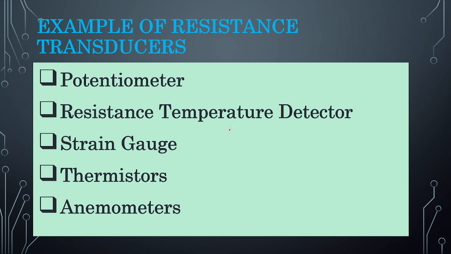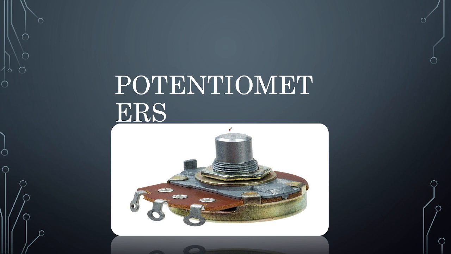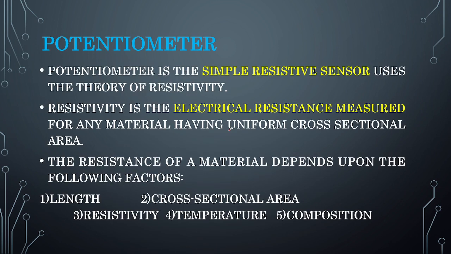Now, there are some examples of resistance transducer, which are very important. The five examples are potentiometer, resistance temperature detector, strain gauge, thermistor, and anemometer. Now, we'll see the potentiometer. It is a very simple resistive sensor. It looks like a very small knob.